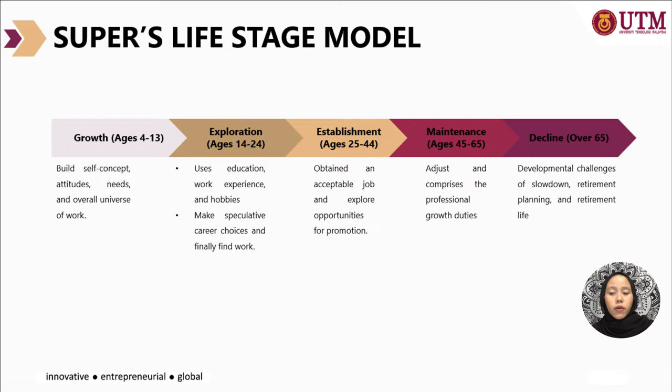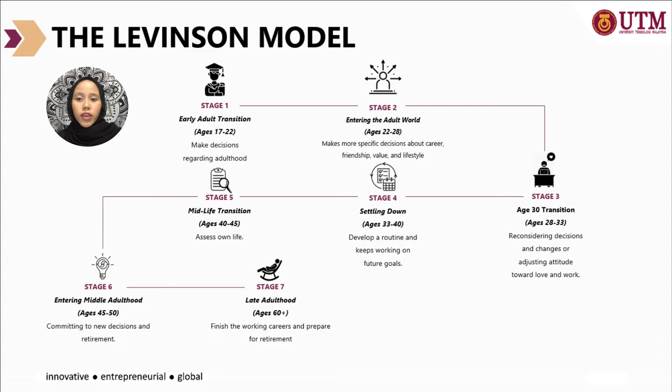The Levinson model mentioned that each stage is defined by an event or action that leads to the following step. The stages begin with early adult transition, in which an individual makes decisions regarding adulthood, followed by the second stage, in which a person makes specific decisions about their career. Third stage focuses on changes or adjustments at work. And the next stage shows how people begin to act like an adult. The fifth stage is how the person starts to evaluate their life, while the next stage commits to new decisions on retirement, and the last stage shows retirement from the career.